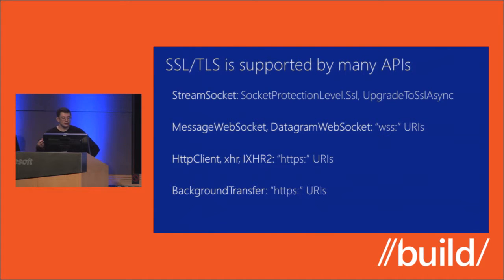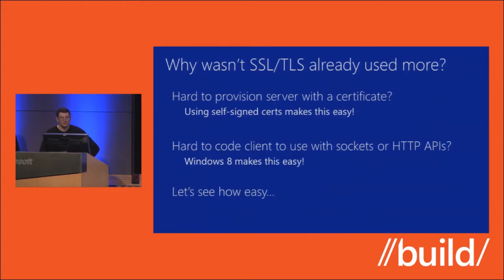Then there's things like WebSockets and XHR and background transfer that all use URIs. Right? And with URIs, it's just the letter S at the end of the scheme. It's the WSS or the HTTPS that says to use SSL. So there's just one letter as opposed to a separate call. Things that use URIs, if we use those, they'll use SSL.